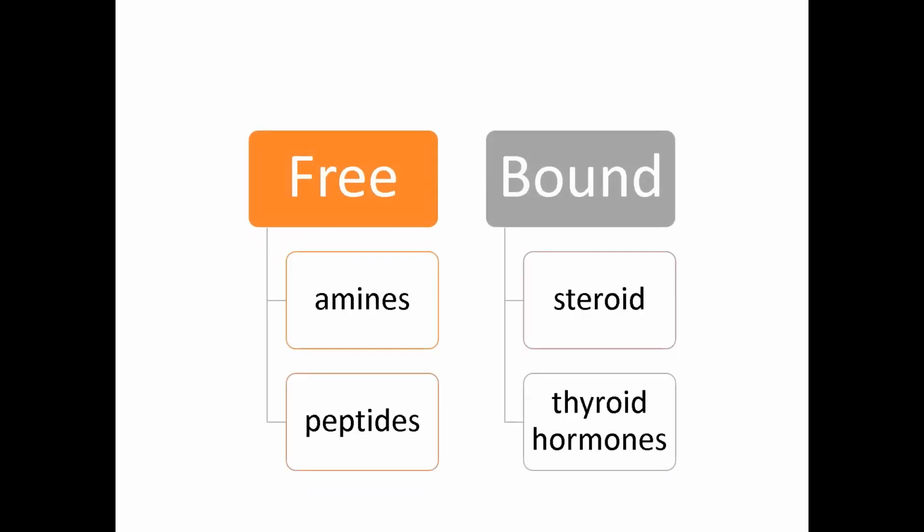So hormones can also be classified as either free or bound. Examples of your free hormones are your amines and your peptides, while the bound hormones are the steroids and the thyroid hormones. So steroids bind to your CBG or your corticosteroid binding globulin, while thyroid hormones would bind to TBG or your thyroid binding globulins.